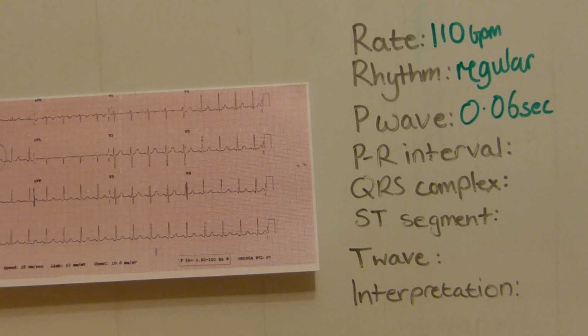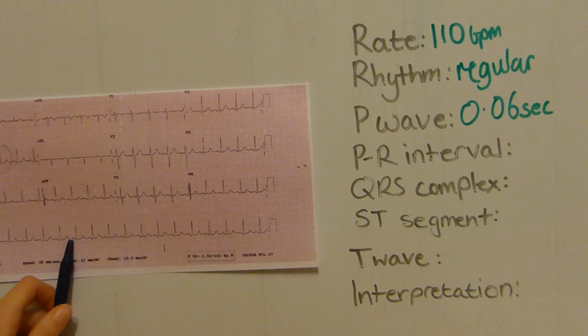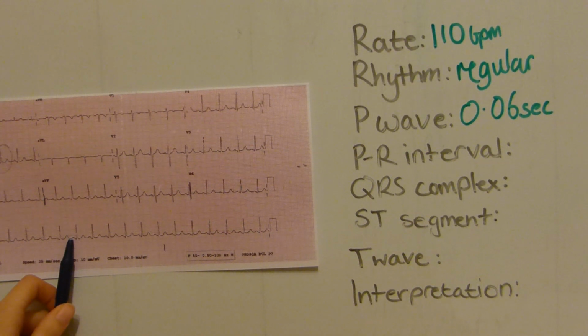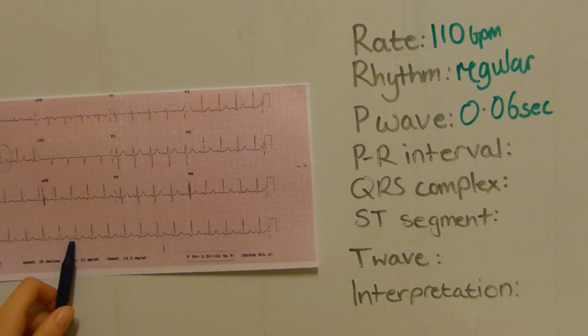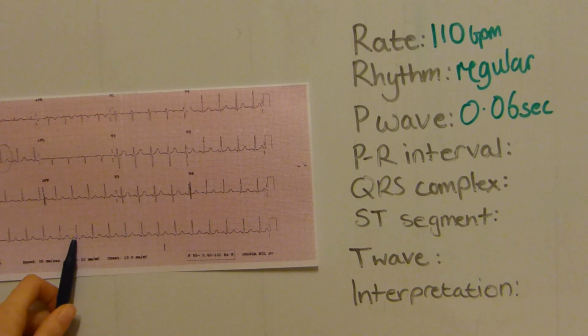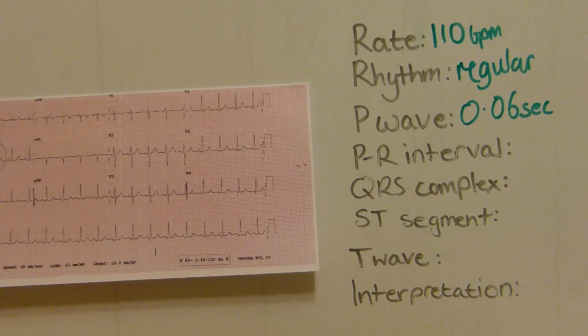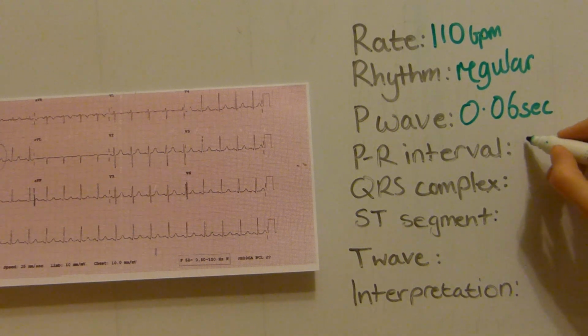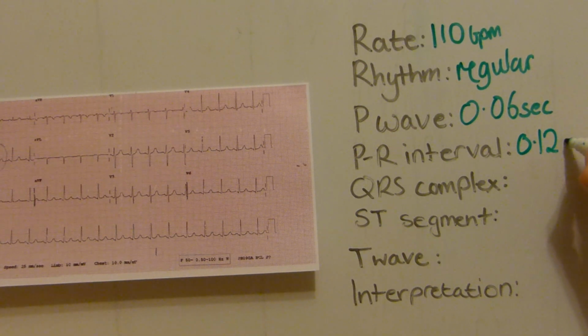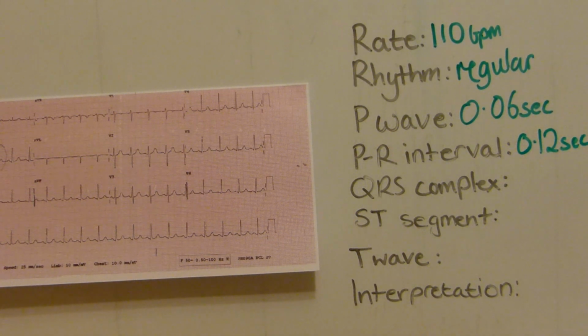Next is the PR interval. This interval is from the beginning of the P wave to the start of the R wave. So if we look at this ECG here, the PR interval is half a box plus 1 box plus another box plus another half, which is 3 boxes in total, which makes it 0.12 seconds long. Normal PR interval is 0.12 to 0.2 seconds, so this is a normal PR interval.